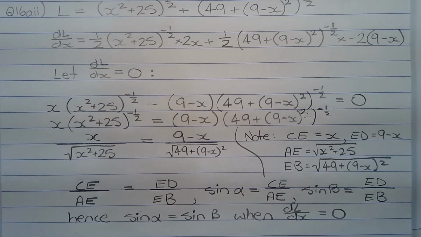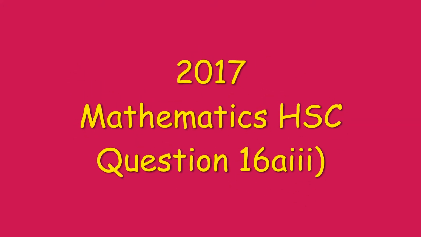Now using right angle trigonometry, sine alpha is equal to opposite over hypotenuse, which is equal to CE over AE, and sine beta is equal to ED over EB. And because CE over AE is equal to ED over EB, we have sine alpha is equal to sine beta when dL/dx equals 0.